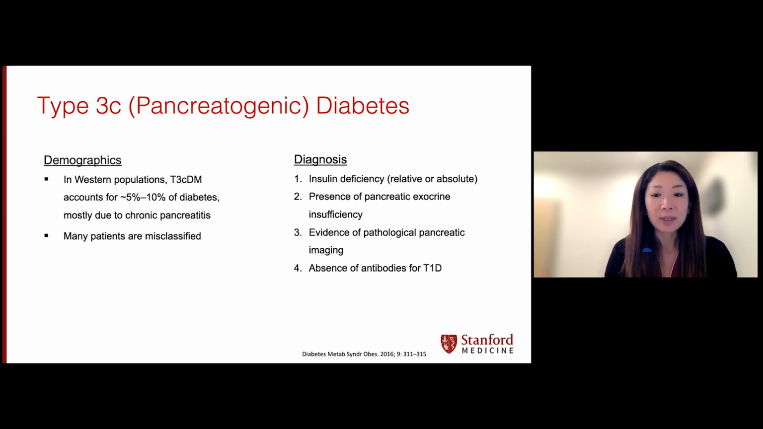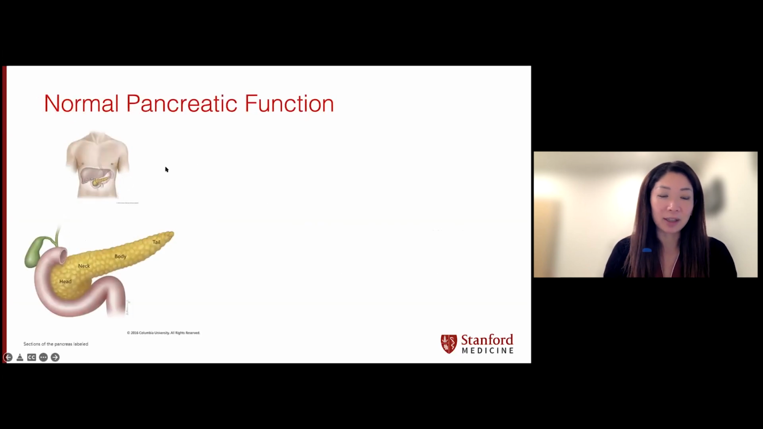Importantly, there is also an absence of antibodies for type 1 diabetes. Whereas with autoimmune type 1 diabetes with pancreatic beta cell dysfunction, most of the patients have elevated antibodies against the pancreas, patients with pancreatogenic or type 3C diabetes do not have these antibodies.